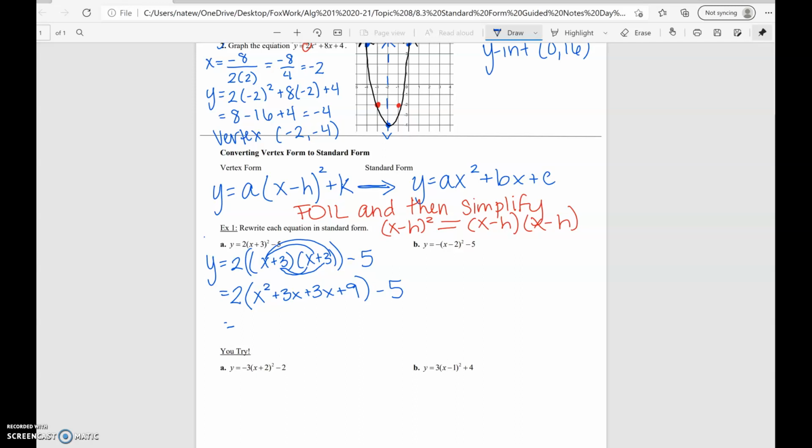I'm going to go ahead and combine any like terms inside those parentheses. So I'm going to combine these two. Now I'm at x squared plus 6x plus 9 minus 5. Now I'm going to distribute that 2. So now I'm at 2x squared plus 12x plus 18 minus 5. So my final answer would be y equals 2x squared plus 12x, and then I'm going to combine these here to get plus 13. And that would be our final answer for that one.